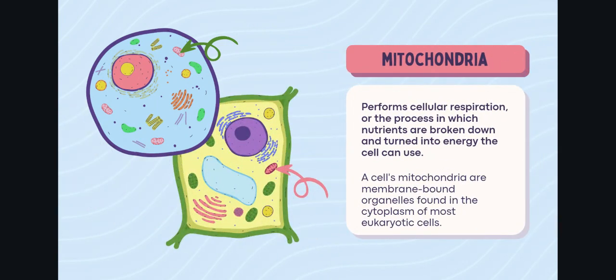Mitochondria. This is what we have, although plants also have this, so they get double the energy, you could say. It gives us energy in a process called cellular respiration, in which nutrients are broken down and turned into energy the cell can use in the form of ATP. The cell's mitochondria are membrane-bound organelles found in most eukaryotic cells, in the cytoplasm.